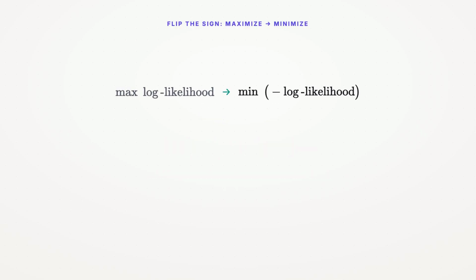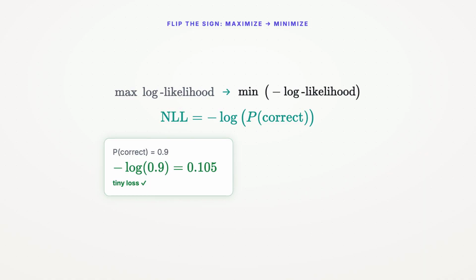There is one last mismatch to fix. Maximum likelihood says maximize, but training algorithms are built to minimize a loss, to roll downhill. The fix is delightfully simple. Flip the sign, put a minus in front of the log. Likelihood, and now maximizing goodness becomes minimizing a loss. This is the negative log likelihood.